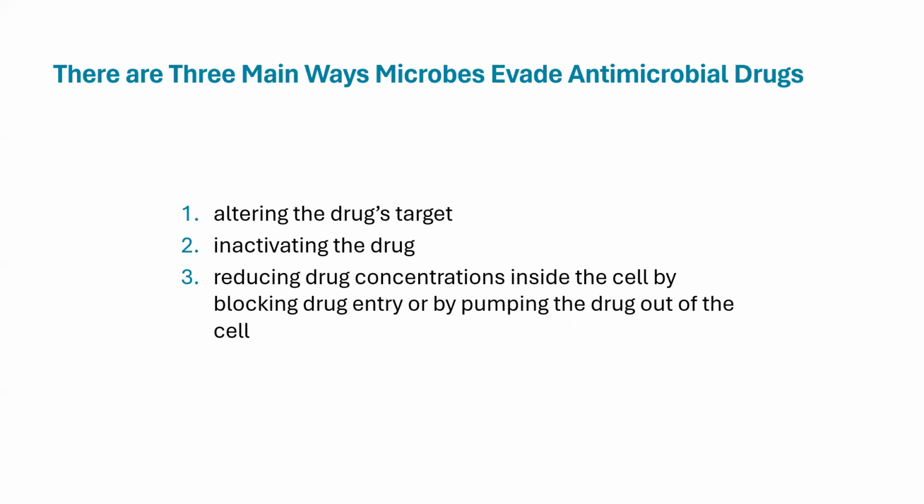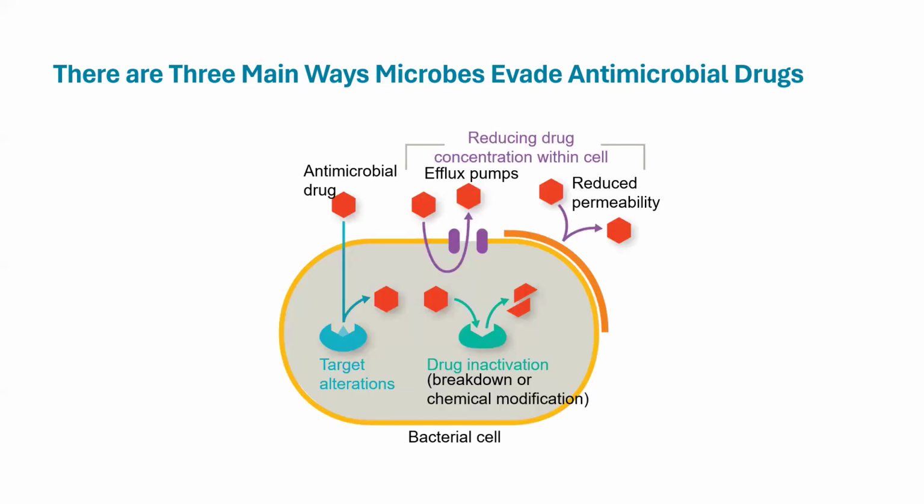Now, when a microbe is avoiding a drug, there are three primary ways of doing that. They can alter the target of the drug, they can inactivate the drug, or they can reduce the concentration of the drug inside of the cell. So here's a little image showing that. Here, you change the target to where this won't fit inside of the active site anymore. Down here, we have drug inactivation where we break it down. And here we're effluxing out, or we're reducing permeability so that drugs can't pass through into the cell.